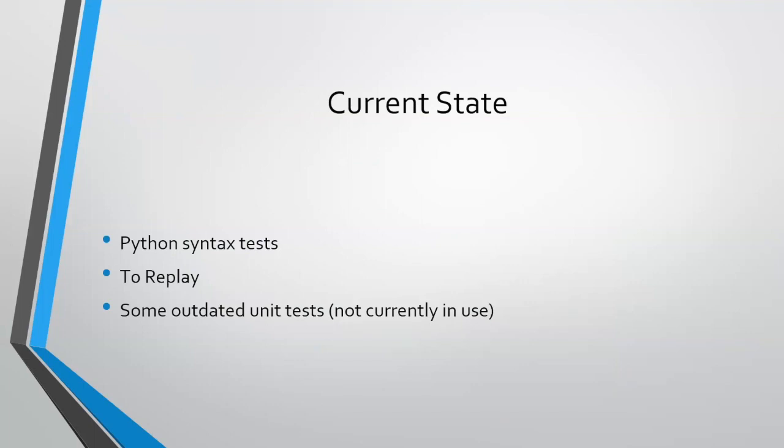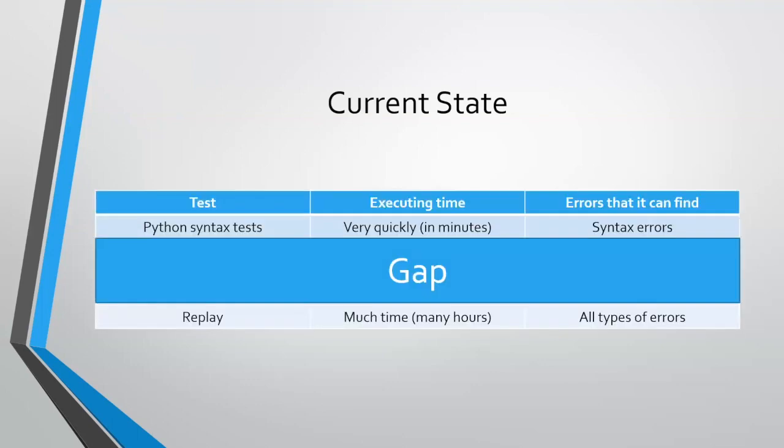Currently, there are two types of tests in use in Tier-0: Python syntax tests and Tier-0 replay. There also are some outdated unit tests. They are not currently in use. This is a table to see the difference between multiple different types of tests.